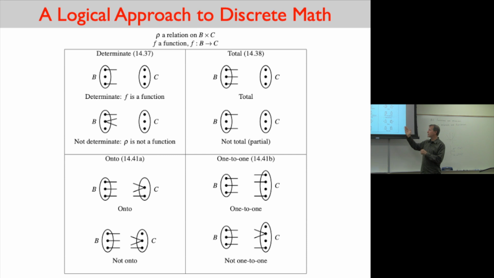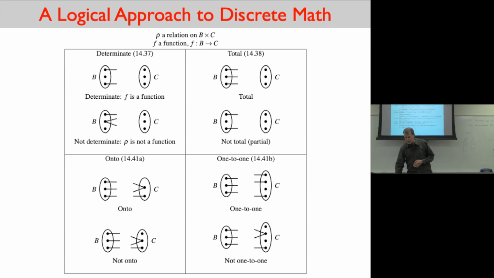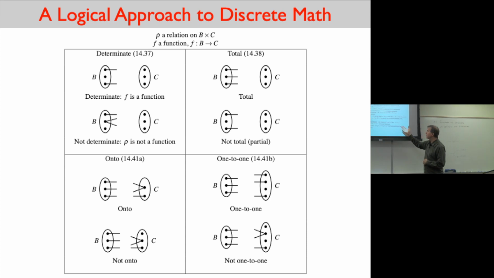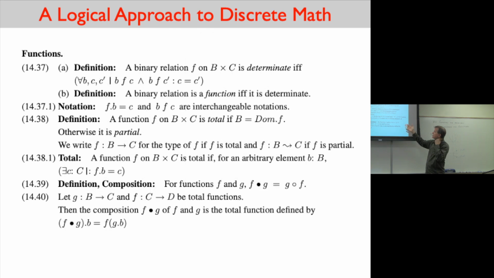Okay? But the very first thing in order for it to be a function is it has to pass the vertical line test. It has to be determinate. Okay? So we'll get to total, one-to-one, and onto in a minute. So now let's go back to 14.37a and see if we can understand what this definition of determinate means.